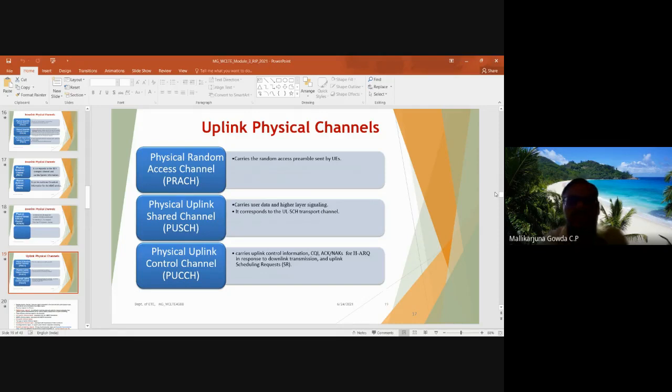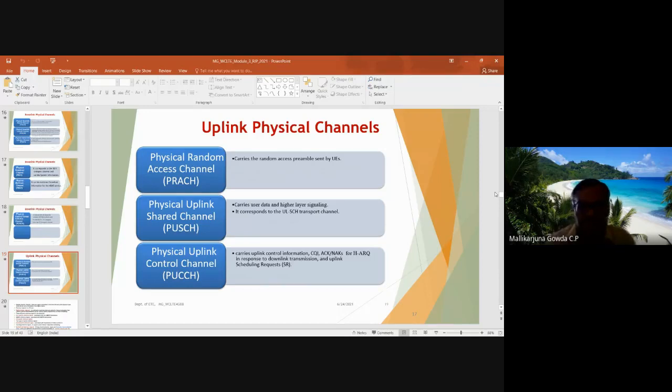So these are the 3 different types of uplink physical channels. So as far as uplink is concerned, only 3 physical channels are there. Okay, for downlink, there are how many? There are 6 downlink physical channels. So 6 plus 3, totally 9 physical channels which come under downlink and uplink.